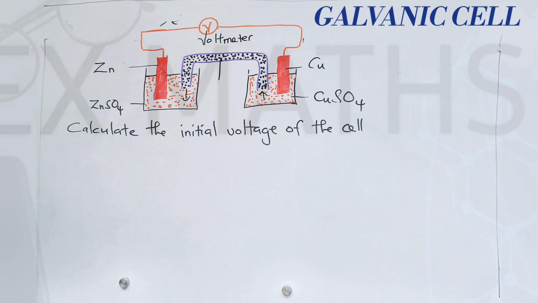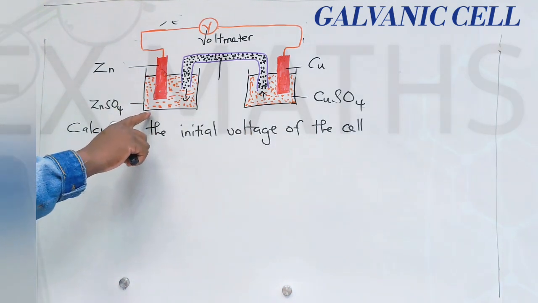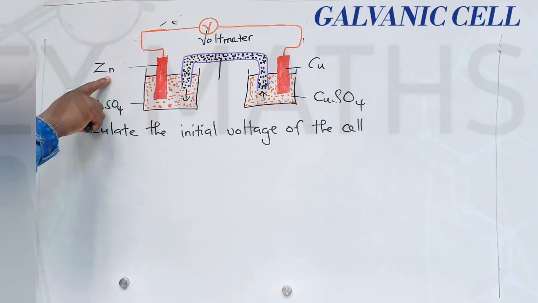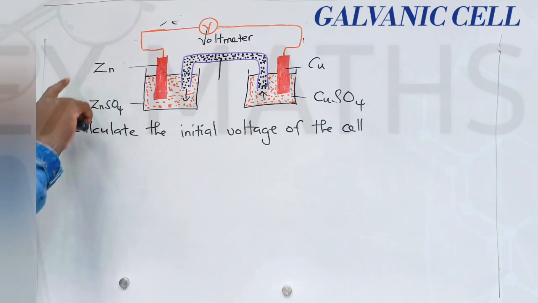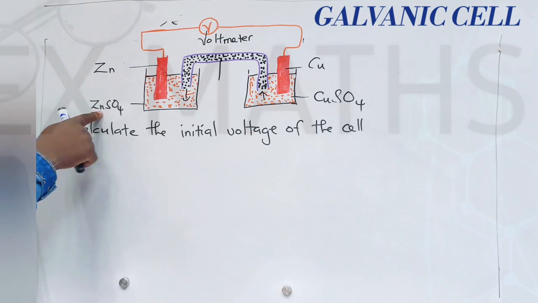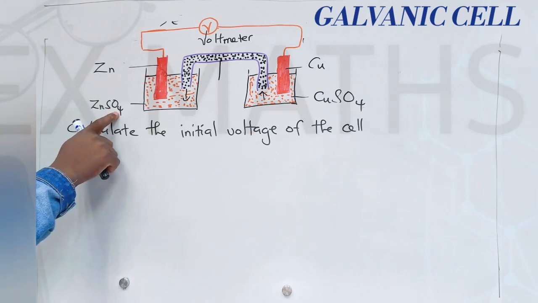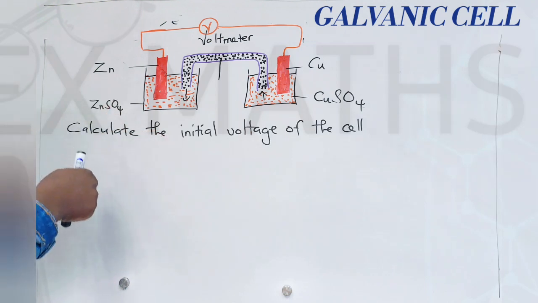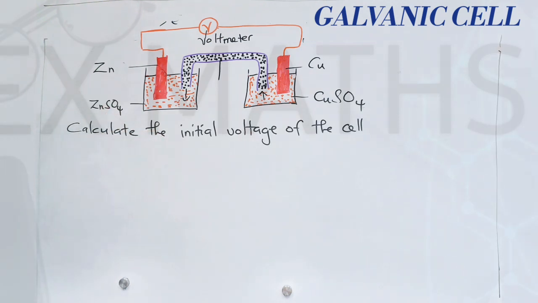In this diagram, we are given a galvanic cell with electrodes zinc and copper. The electrolyte must contain the ions of its electrode. So in this case, our electrode is zinc, so our electrolyte must have zinc ions, which is zinc sulfate, in order for it to work properly. In this question, we are asked to calculate the initial voltage of the cell. To do this, we need to follow a few steps.